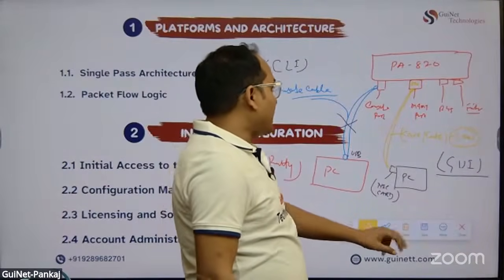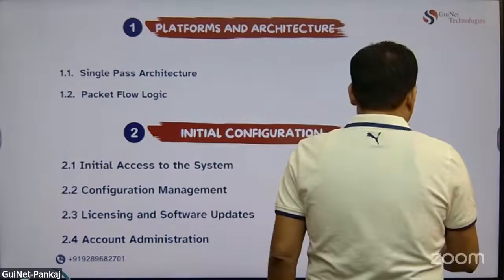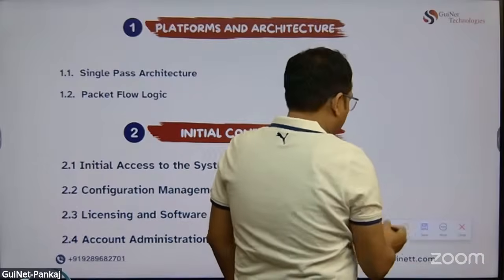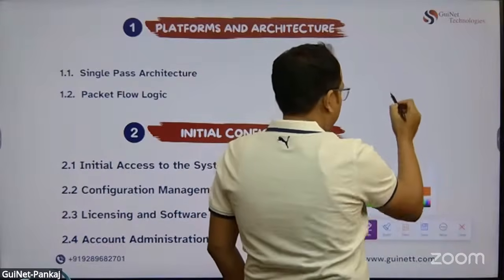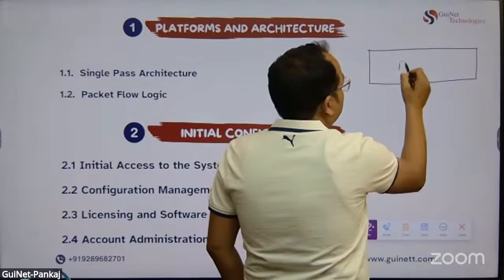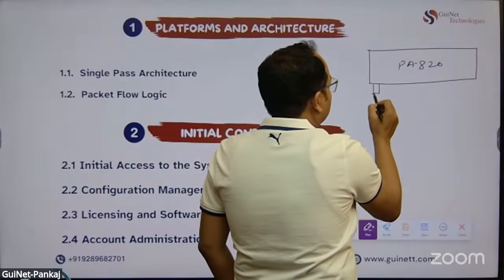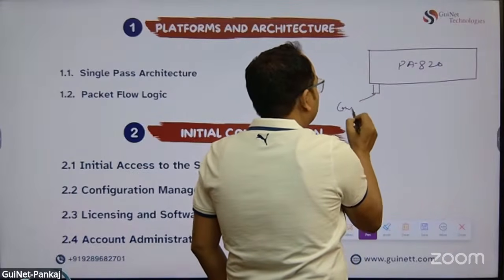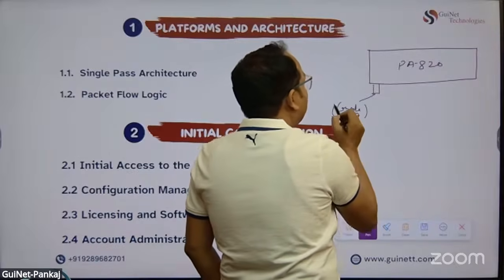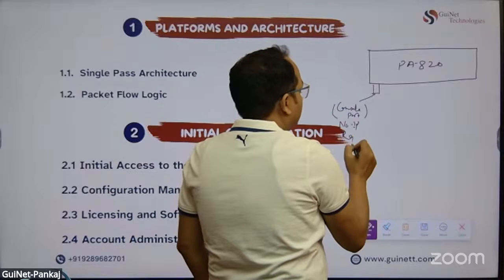So guys, generally what happens whenever you purchase the Palo Alto firewall, right? Whenever you purchase the Palo Alto firewall, it has multiple ports. Let me use a different color. The Palo Alto firewall has multiple ports. This is my PA 820. As I mentioned, this is the console port. Let's suppose this is my console port. This console port does not require any IP. No IP needed. No IP required.